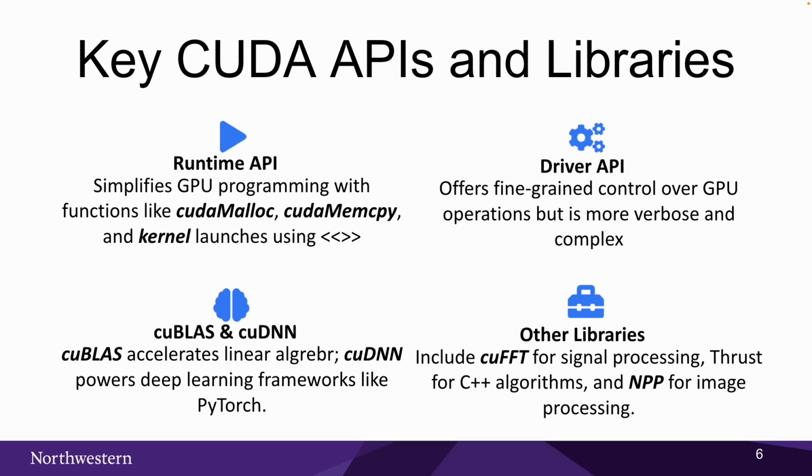multi-GPU scenarios. Beyond its APIs, CUDA's real strength lies in its optimized libraries, like cuBLAS for fast linear algebra or cuDNN for deep learning layers used in frameworks like PyTorch, and others like cuFFT, Thrust, and NPP for signal processing, C++ parallel algorithms, and image operations. These libraries let developers achieve high performance without writing every kernel from scratch.